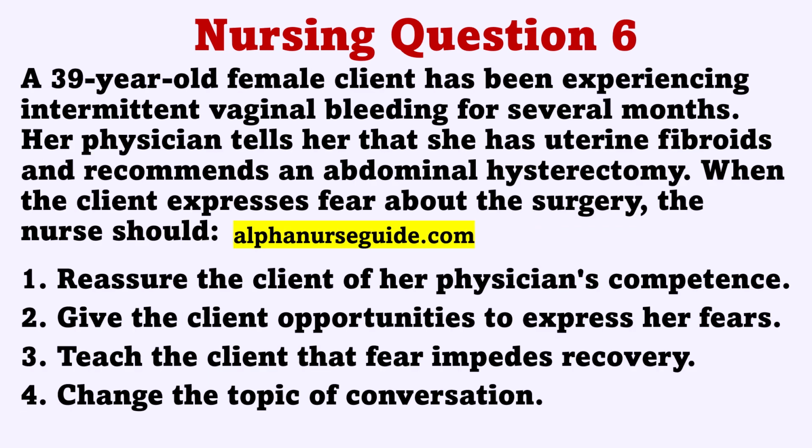A 39-year-old female client has been experiencing intermittent vaginal bleeding for several months. Her physician tells her that she has uterine fibroids and recommends an abdominal hysterectomy. When the client expresses fear about the surgery, the nurse should: 1. Reassure the client of her physician's competence. 2. Give the client opportunities to express her fears. 3. Teach the client that fear impedes recovery. 4. Change the topic of conversation.